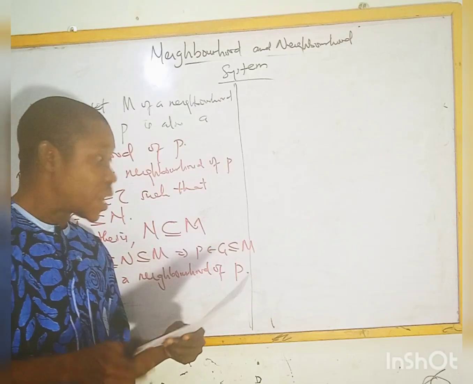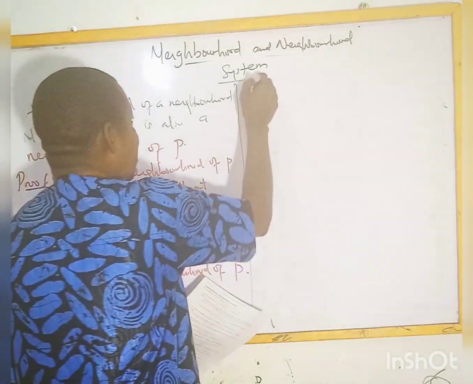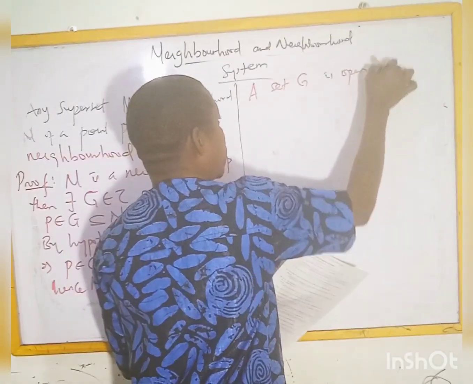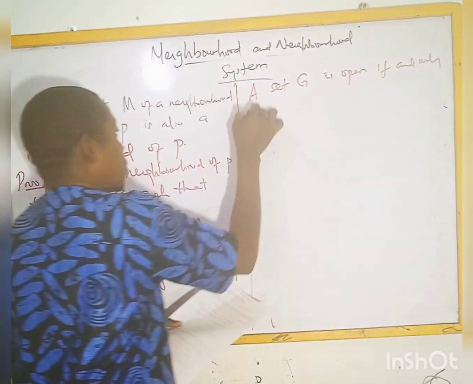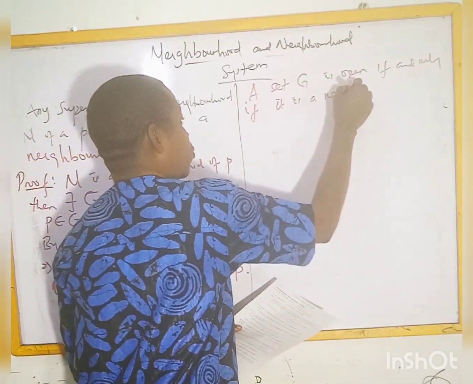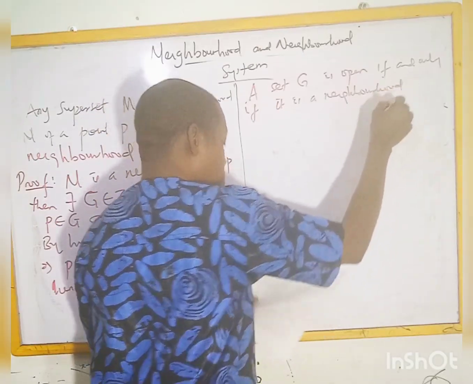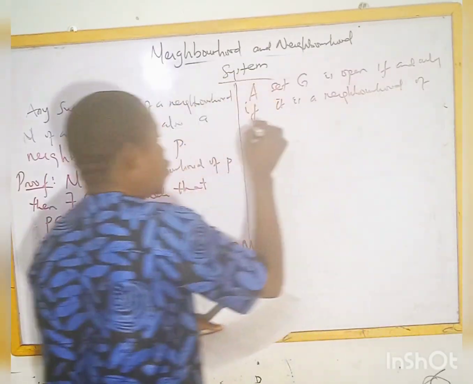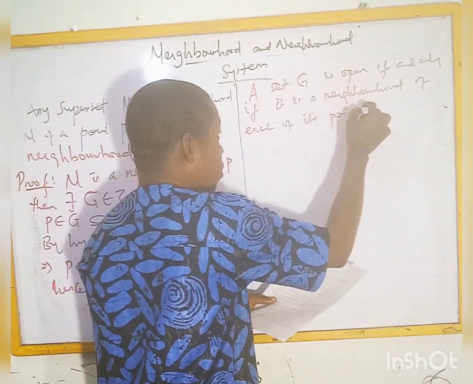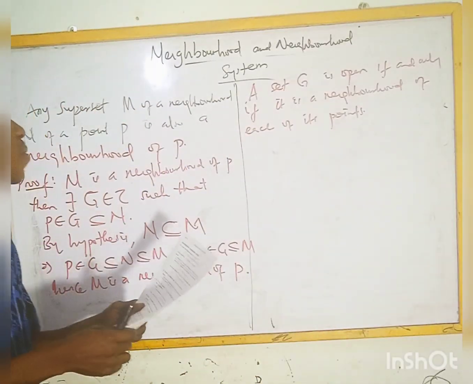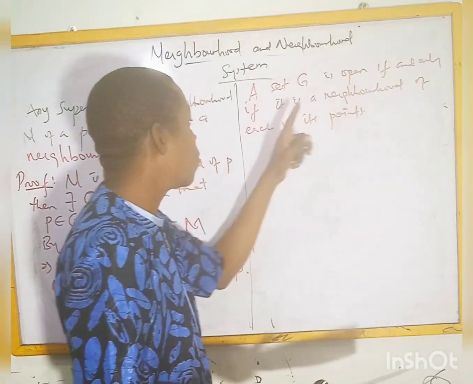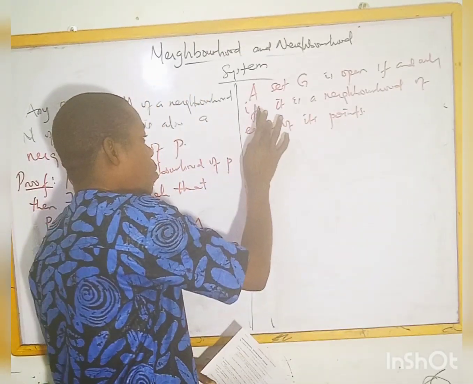Before I go, look at this result also. A set G is open if and only if it is a neighborhood of each of its points. I think you're going to do this one by yourself. That is, if you have a set G, it's open if and only if it's a neighborhood of each of its points.